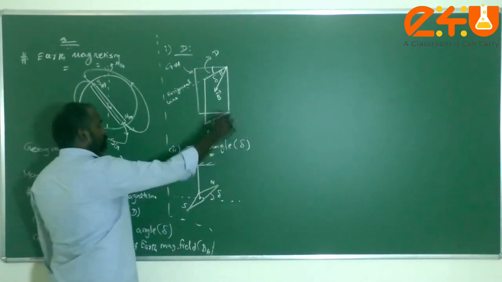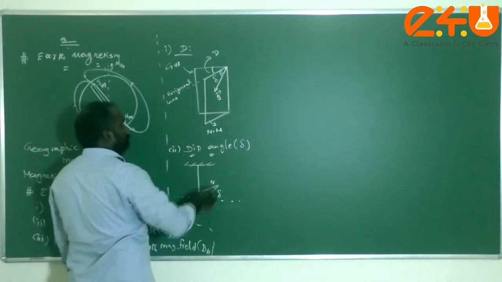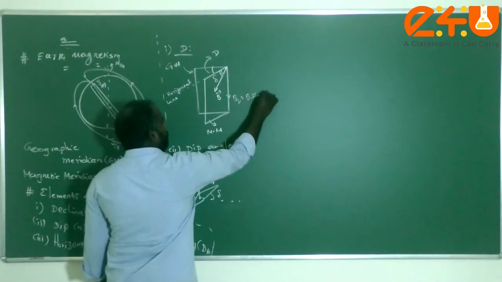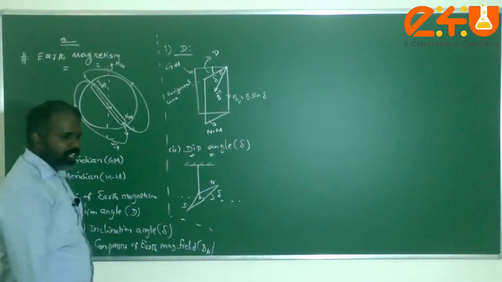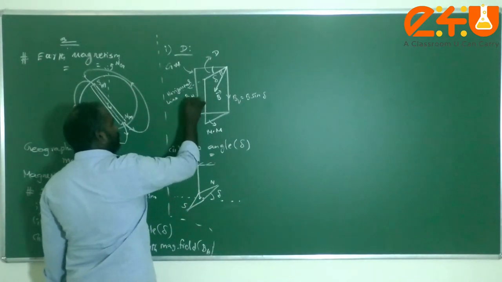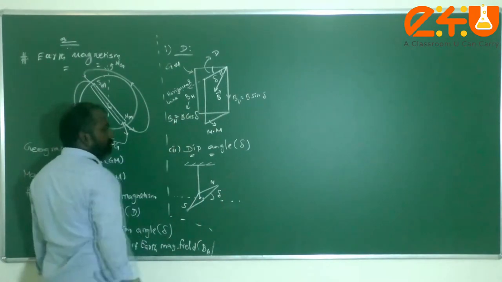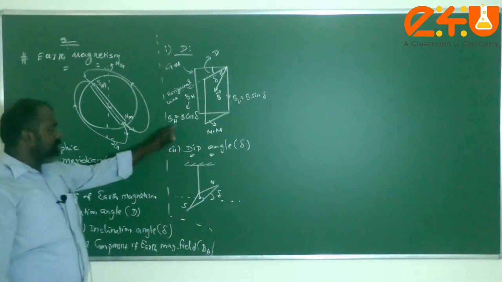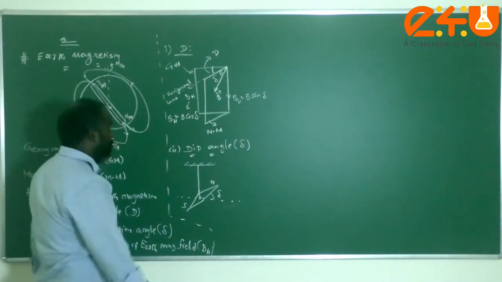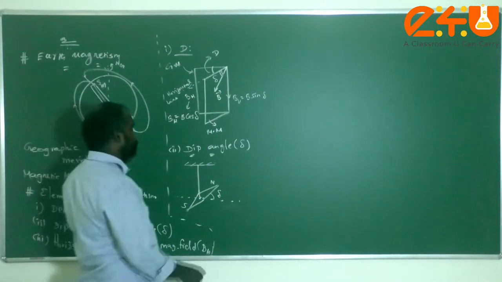Now this vector B is resolved into components, one along this line and another along this line. This is your vertical component: BV is equal to B sine delta. You know the component form of vectors. Along this direction BH will be there, and this BH is nothing but B cos delta. B cos what, children? Delta. So this is called the horizontal component, and this is called what, children? Vertical component.